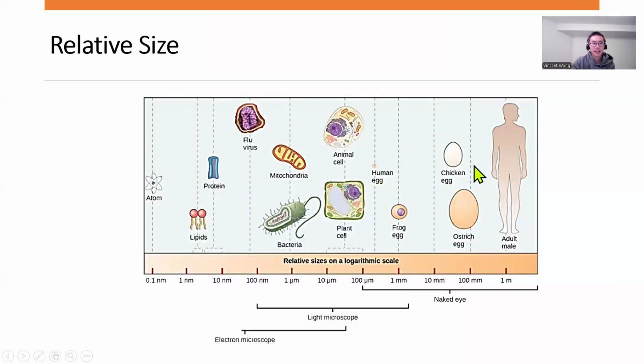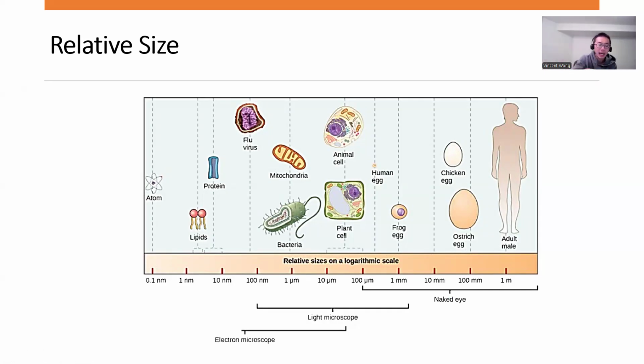So how big is a cell? Well, this is a good comparison. If you think about an adult, an adult would be over a meter tall. If you think about an egg, sorry, this is an ostrich egg. It's really big. This is 100 millimeters, which is like 10 centimeters. A regular egg would be somewhere between 1 centimeter to 5 centimeters, depending on how big it is. Quail's eggs are really small, right?